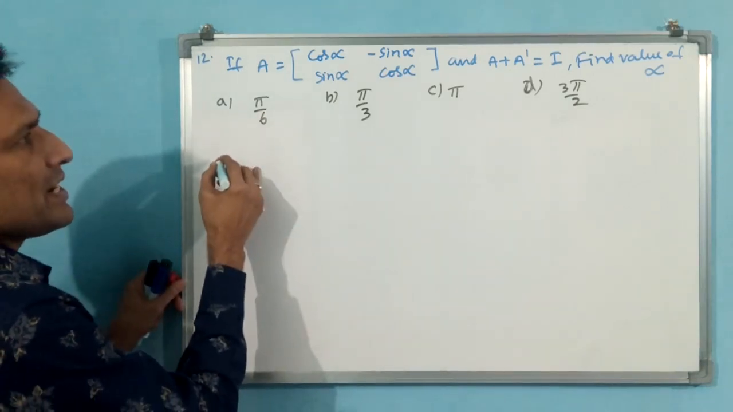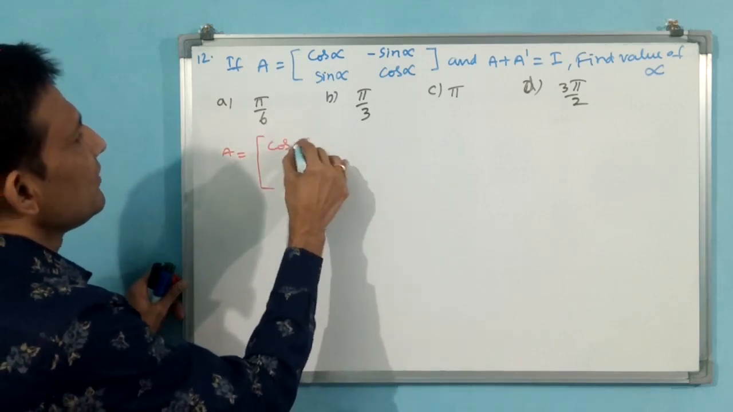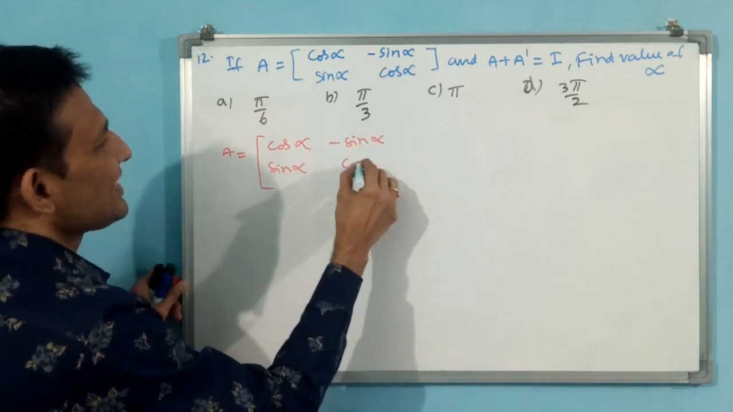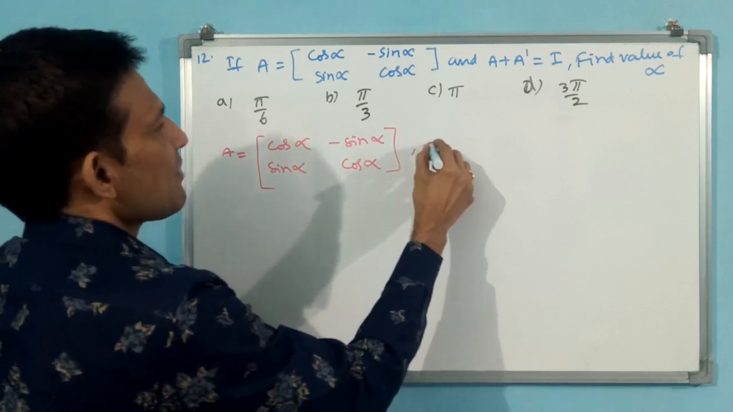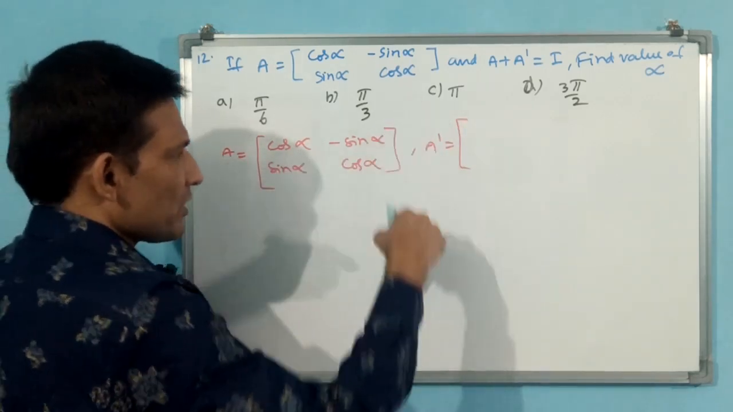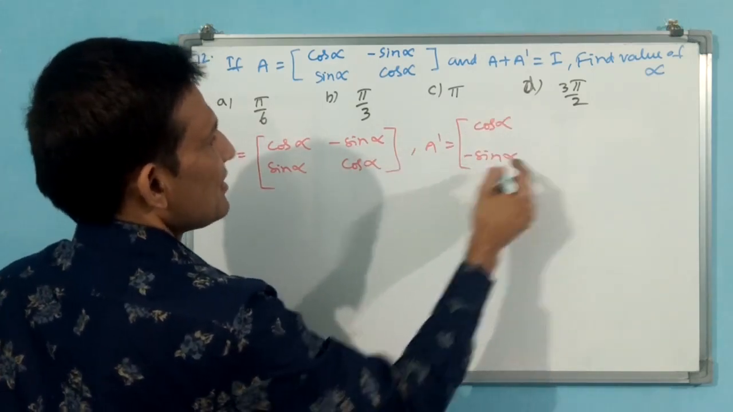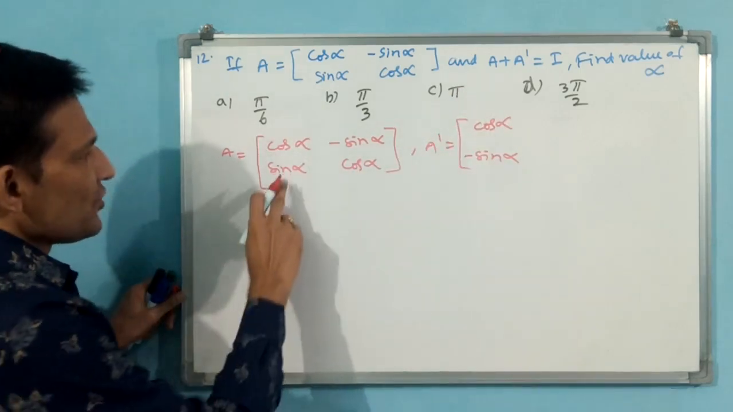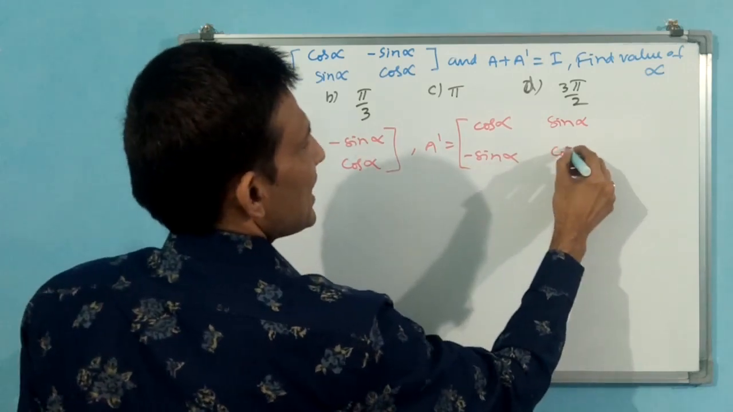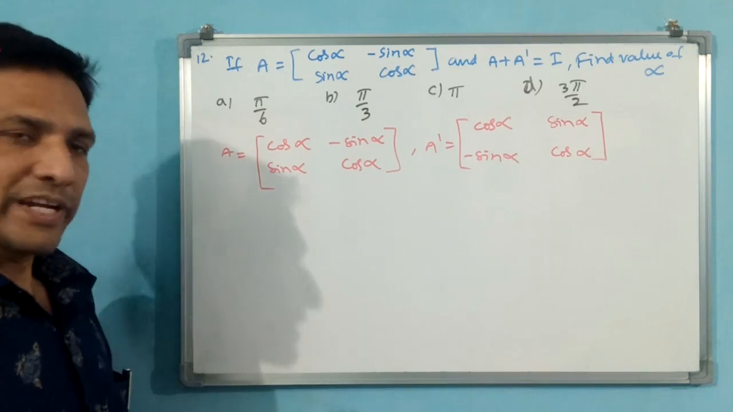Again I am writing here A and A transpose. You see, A again I am writing: cos alpha, minus sin alpha, cos alpha. Now A transpose. A transpose means this row is going to become a column. Cos alpha, minus sin alpha will come here. First row, first column. Second row, second column. Sin alpha, cos alpha. Second row, second column, it has become.